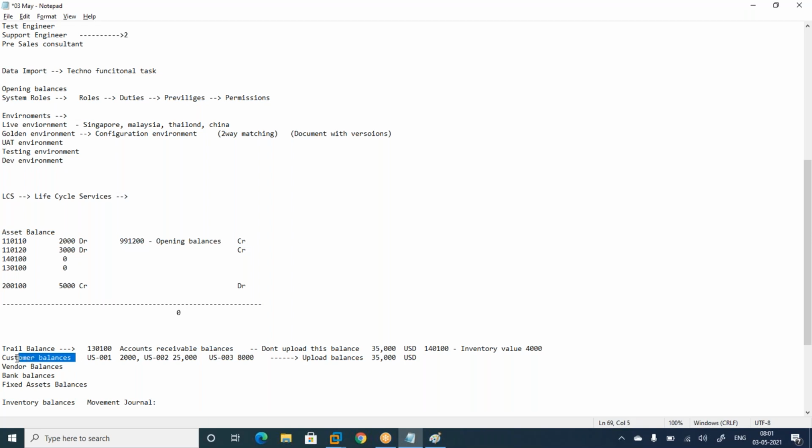Whenever you are posting customer balances, those balances, whatever they are, 2,000, 5,000, 25,000, 8,000, everything will post here, and the offset account I will enter here. Understood? Now this total balance is tallying, the trial balance is tallying, but this balance should be 0. Little bit tricky, but try to understand, everyone. If you have not posted the customer balances, this will show the difference.